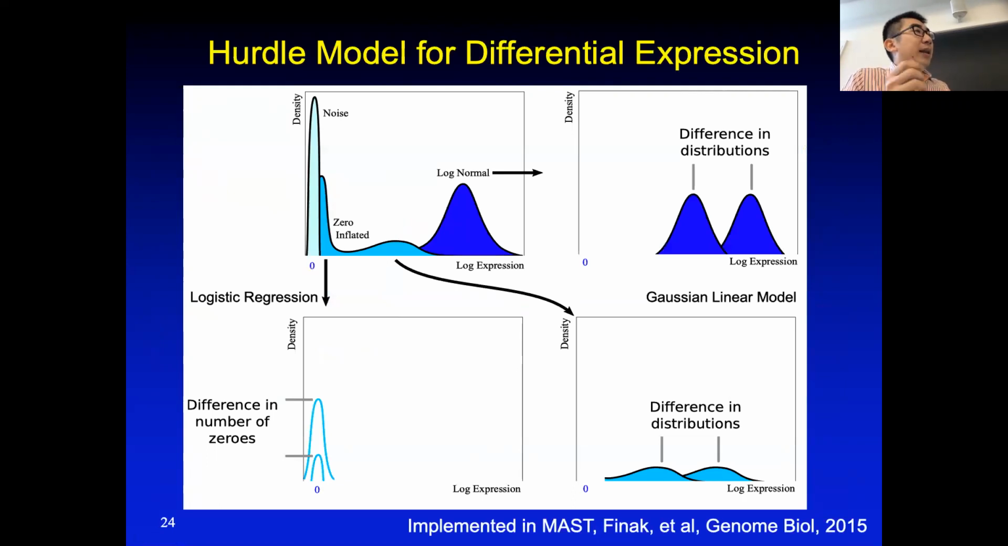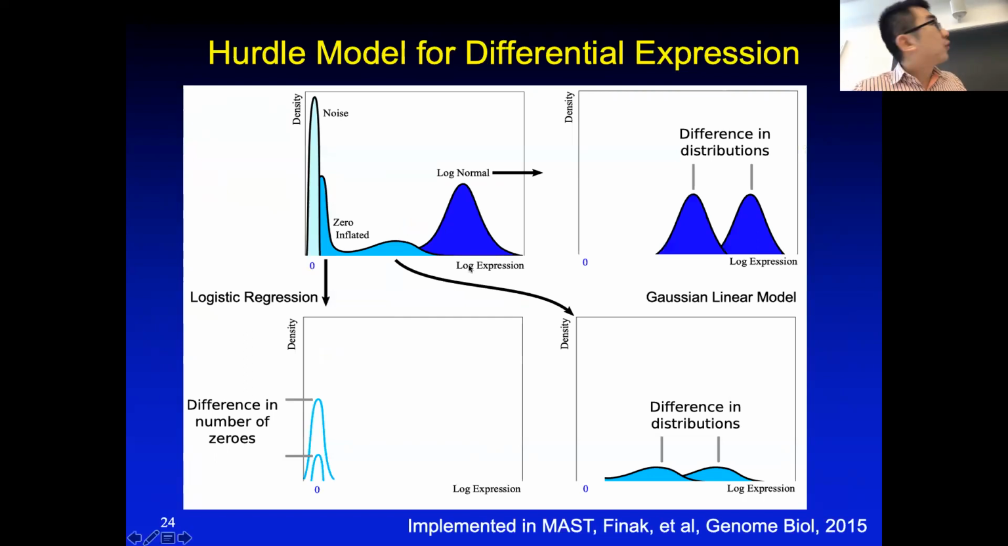We can model it in two steps. One step is whether you want to buy this thing or not, which can be modeled by 0 or 1. Once you decide to buy it, you can use another model to decide how many you want to buy. This is similar for the gene expression calculation.